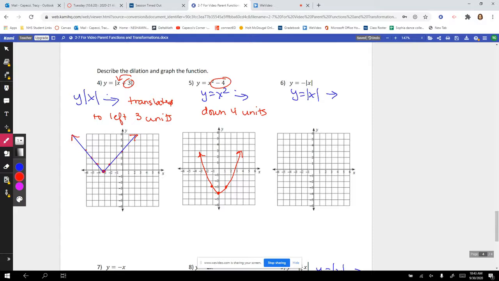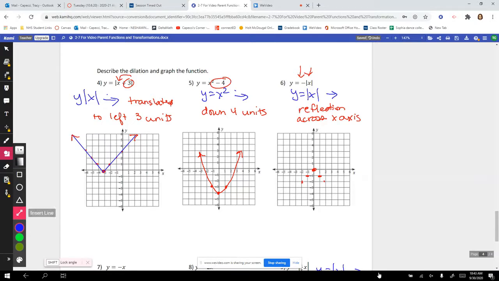Now, for the next one, we have an absolute value, but we have that negative outside. So what's going to happen is we're going to have a reflection across the x-axis. We're still going to start at 0. We have no shifting up or down, and then we have our points there. So we are just going to have a reflection right across that x-axis.